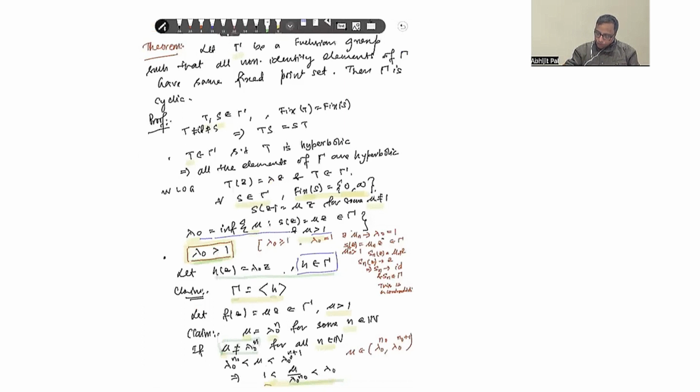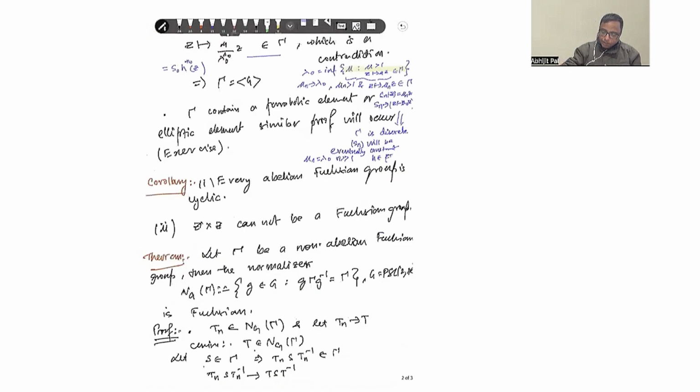So therefore this f will be equal to h to the power n for some natural number n. So what we have proved is that this gamma is a cyclic group generated by this h. If gamma contains a parabolic element or elliptic element, the proof is exactly similar, so I'll not do that. I'll leave that as an exercise.